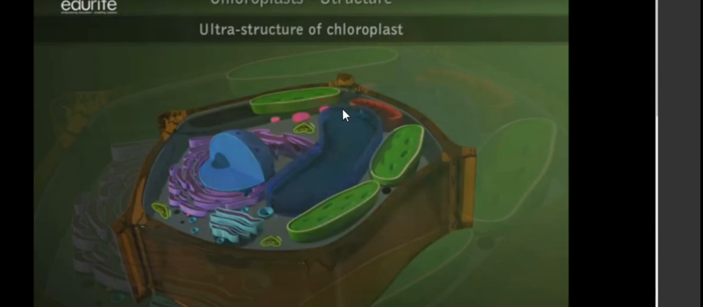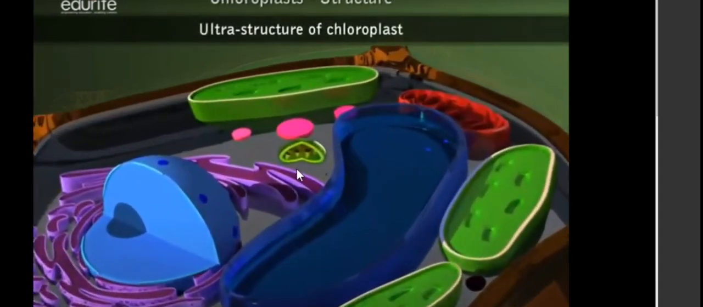Here this violet color structure is your vacuole, and these red dots are your ribosomes. Then this one is the endoplasmic reticulum, and here is the nucleus, and here you have the nucleolus. Here this one is the Golgi body. Here you can see these are the split chloroplasts.